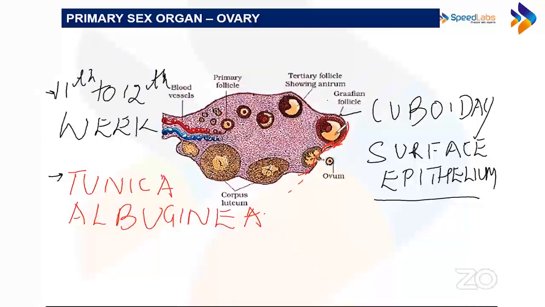So it is a connective tissue layer, dense irregular connective tissue layer that is located beneath, or you can say deep to the surface epithelium. All right. And as I told you, the ovary can be divided into two regions: outer cortex, inner medulla. और cortex के अंदर you can see, और अंदर वाला medulla है. So दोनों के अंदर क्या क्या है?